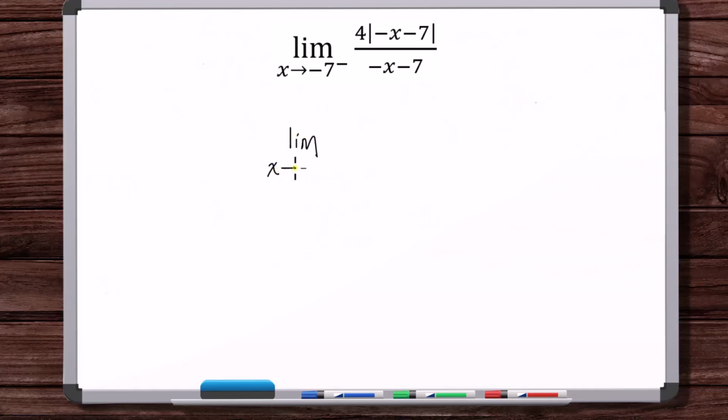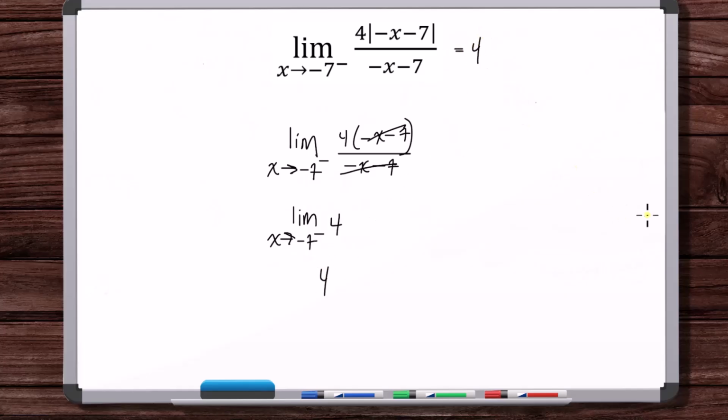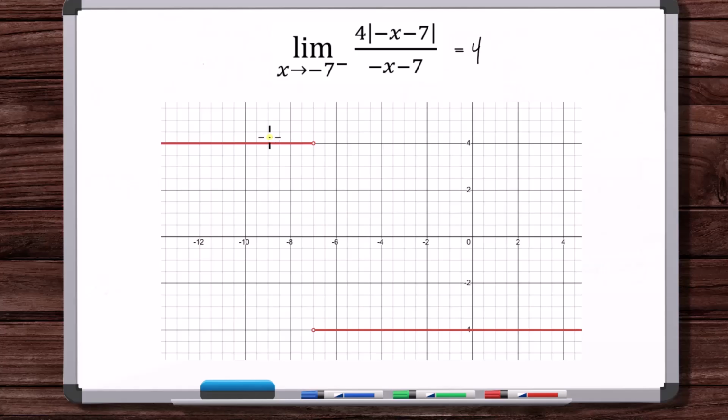We just remove the absolute value, right? Minus x minus 7. So now these cancel, and we're left with a constant function. The limit as x approaches minus 7 from the left of 4 is just equal to 4. If we take a look at the graph, as you're approaching minus 7 from the left, the function is approaching 4.